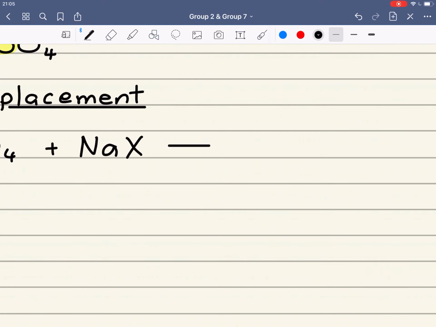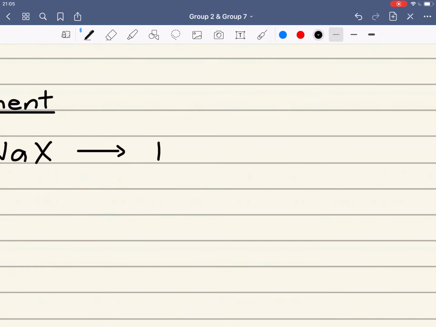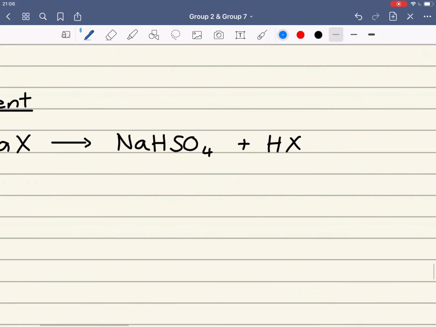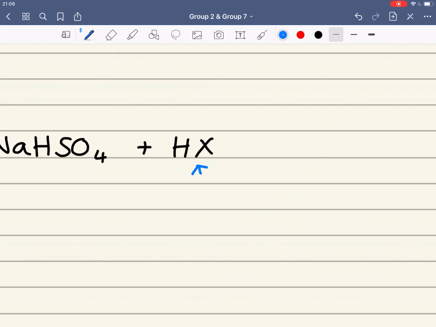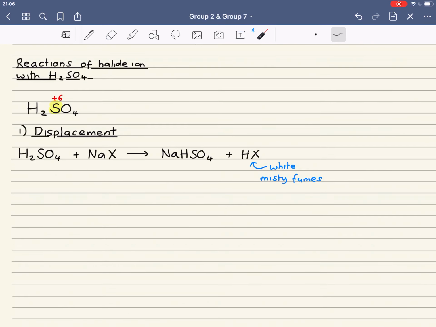And all that happens is that a sodium takes the place of one of the hydrogens in sulfuric acid. So we get NaHSO4 and we get HX. So that's the first thing that happens. Be aware that the first thing you'd observe in this reaction is white, misty fumes. And that's the case whether this is HF, HCl, HBr or HI. This first reaction, this displacement, happens with all halide ions.